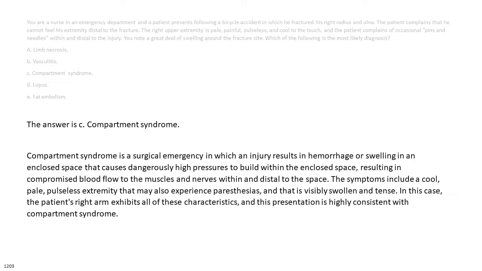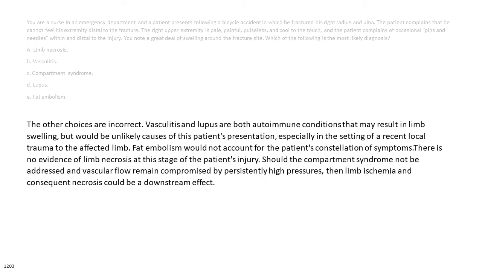The answer is C. Compartment syndrome. Compartment syndrome is a surgical emergency in which an injury results in hemorrhage or swelling in an enclosed space that causes dangerously high pressures to build within the enclosed space, resulting in compromised blood flow to the muscles and nerves within and distal to the space. The symptoms include a cool, pale, pulseless extremity that may also experience paresthesia, and that is visibly swollen and tense. In this case, the patient's right arm exhibits all of these characteristics, and this presentation is highly consistent with compartment syndrome. The other choices are incorrect.